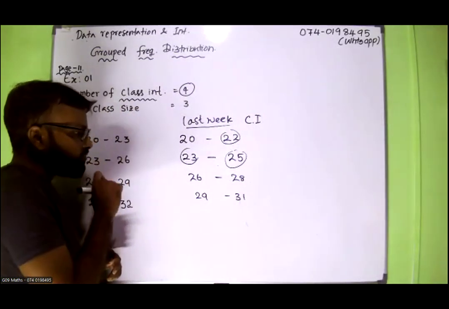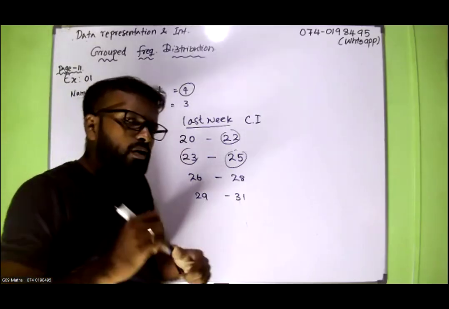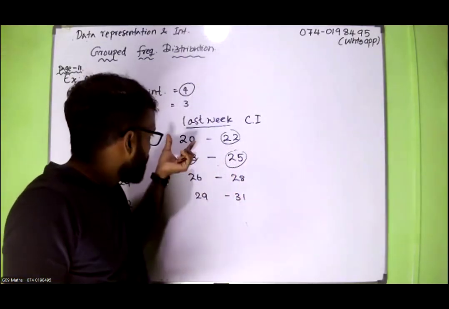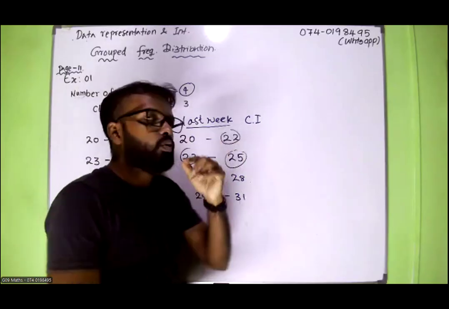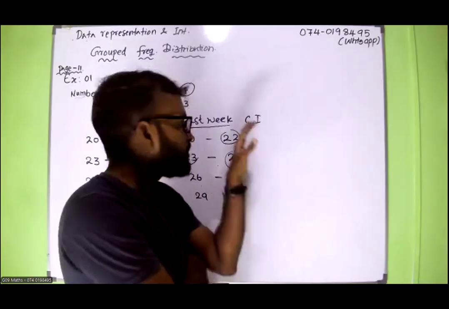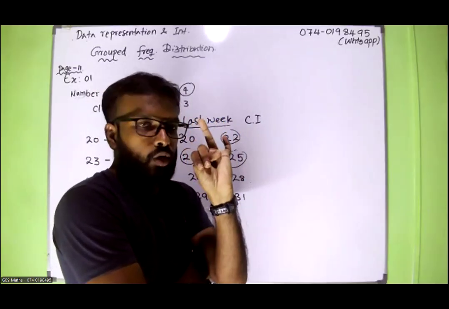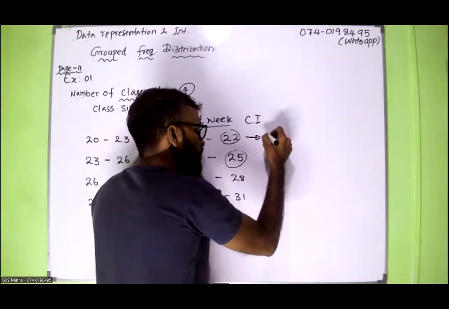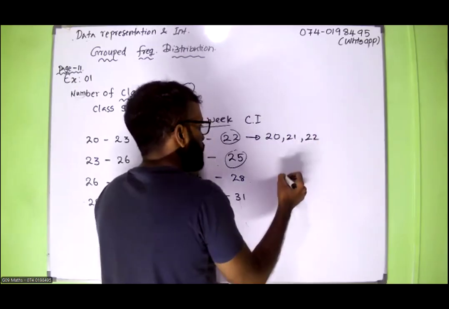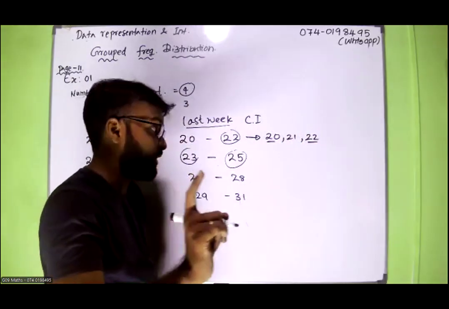So now we have closed the thing, and also what can you tell about the boundaries of them? Boundaries 20, 22. Okay. So both of the boundaries should be included for this class interval: 20, 21 and 22. All the values are included. These are the boundaries. Keep that in your mind.